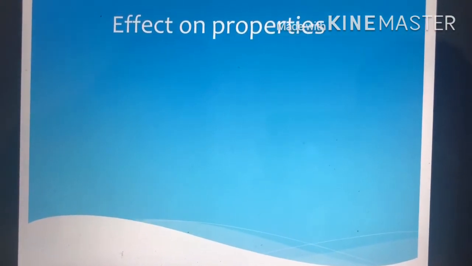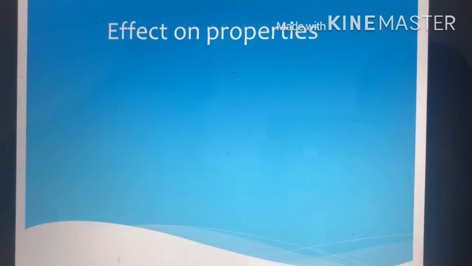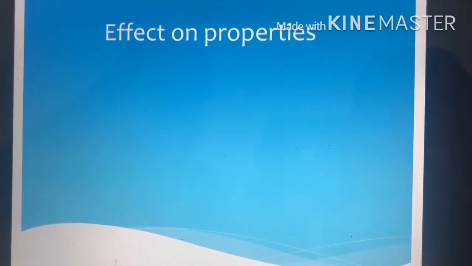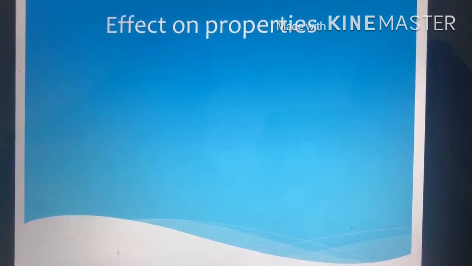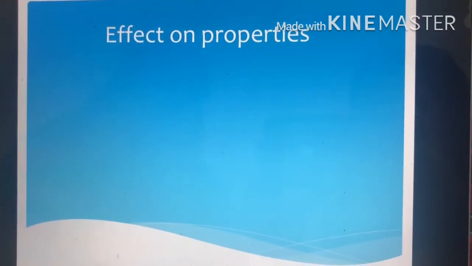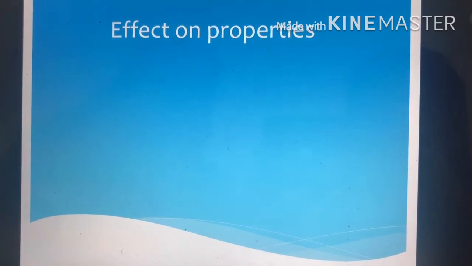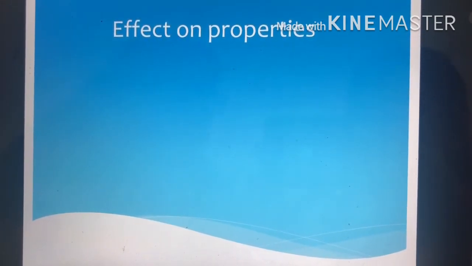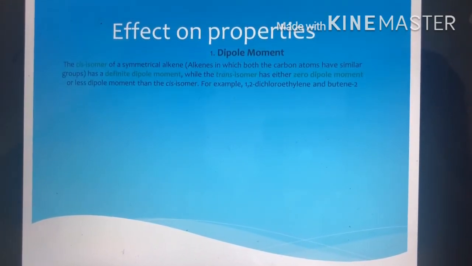Okay, now we understood the geometrical isomerism in different alkenes, and the names of the isomers. Now how does it affect the physical properties of the alkenes? So let us look at the effect it produces on the properties. So first is dipole moment.